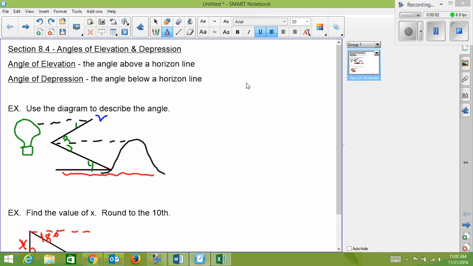Hello and welcome to section 8.4, which is on angles of elevation and depression. An angle of elevation is the angle above a horizon line, and the angle of depression is the angle below a horizon line. My example here says use the diagram to describe the angle. The first one we're going to do is angle 2.